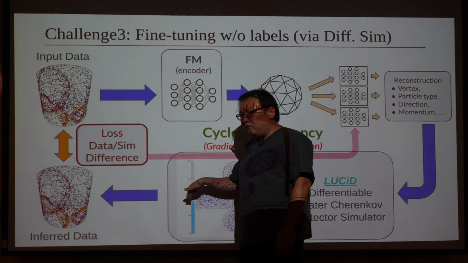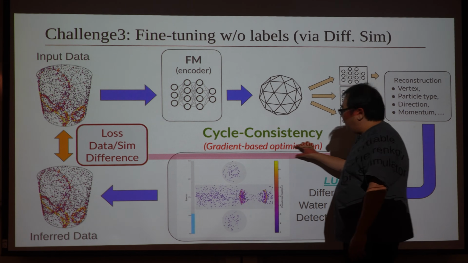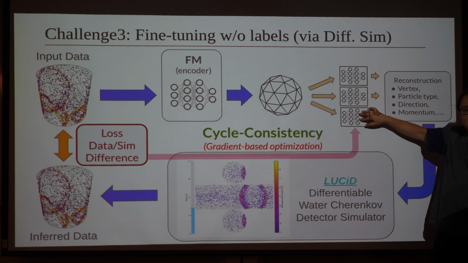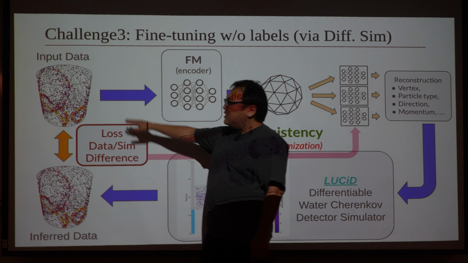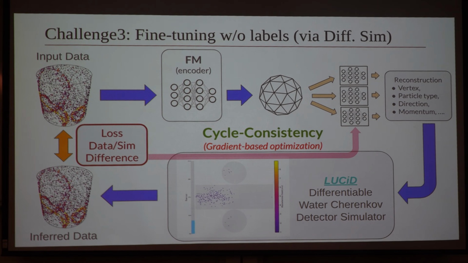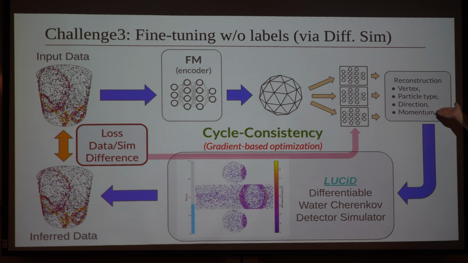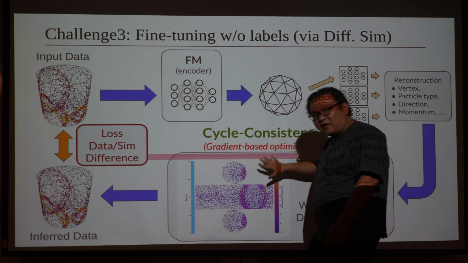Because it's differentiable, the difference between those two can be quantified, and we can optimize these algorithms to output reconstruction or physics inference output such that it respects physics and maximizes the likelihood, because this has to look like data. Okay? Now if you do this, this is nice because you no longer need a hard label. I don't need to train with vertex or particle type, none of these things. This simulator process enforces the physics process of the detector implicitly.